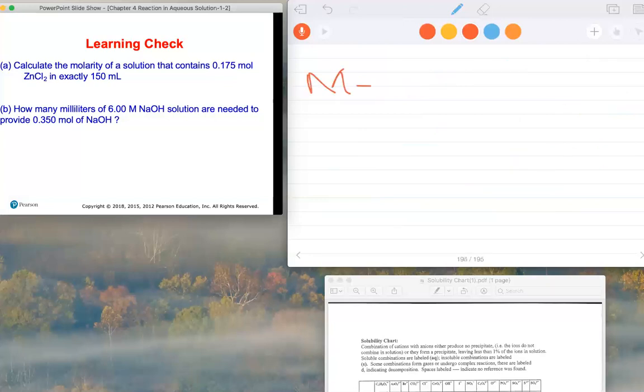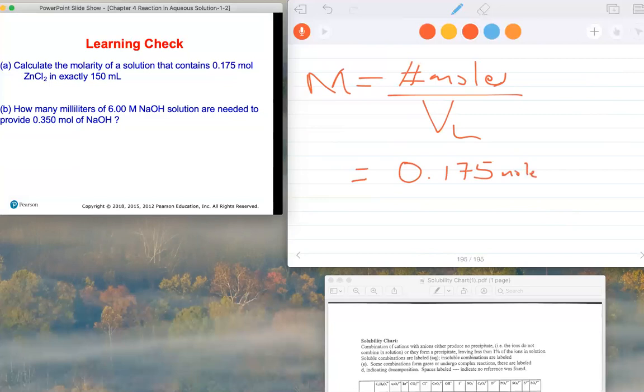Using this equation, number of moles over volume in liters, you have to change the volume to liters. No one will tell you to change the volume to liters. You're expected to know that. This is number of moles over 0.150 liters.